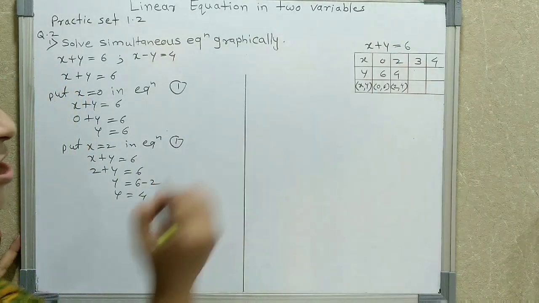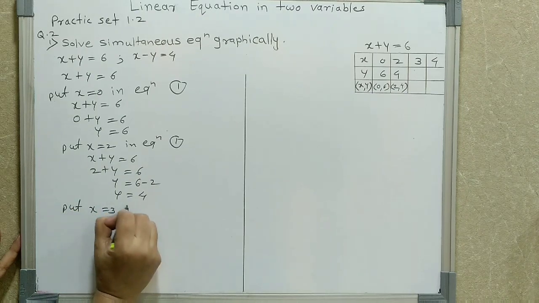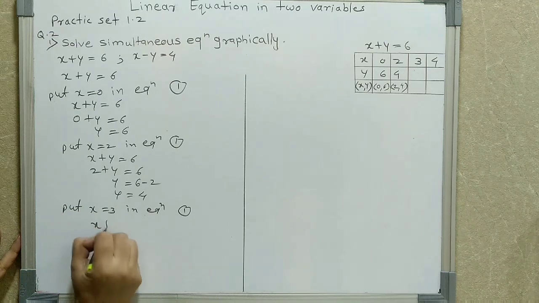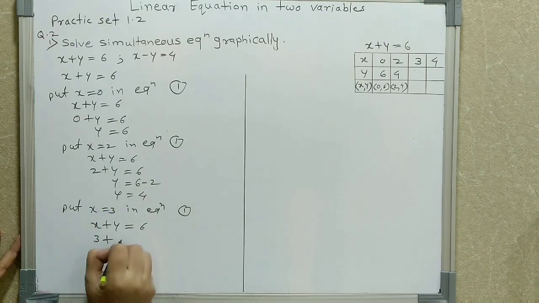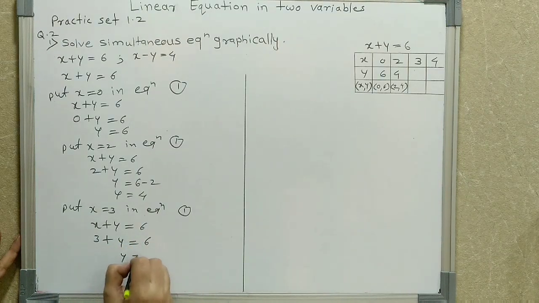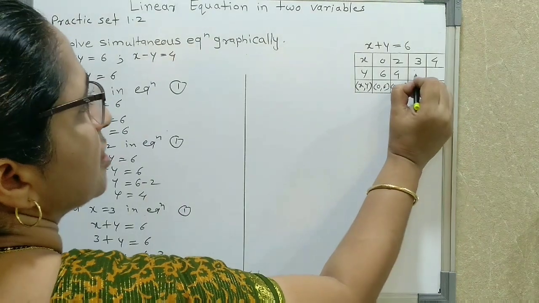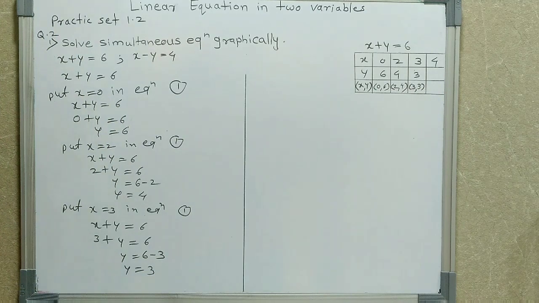Now next, x equal to 3. Put x equal to 3 in the first equation. x plus y is equal to 6. What is the value of x? 3. 3 plus y is equal to 6. 3 here plus, that side minus. So y equal to 6 minus 3, so y equal to 3. So this is the next ordered pair, (3, 3).